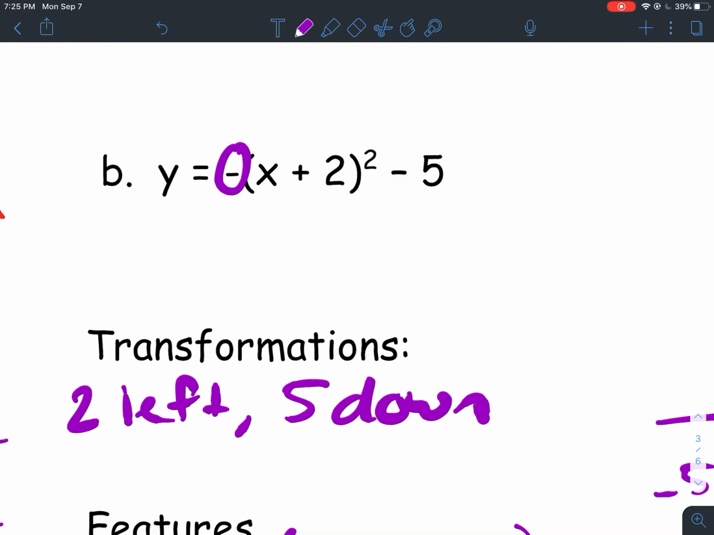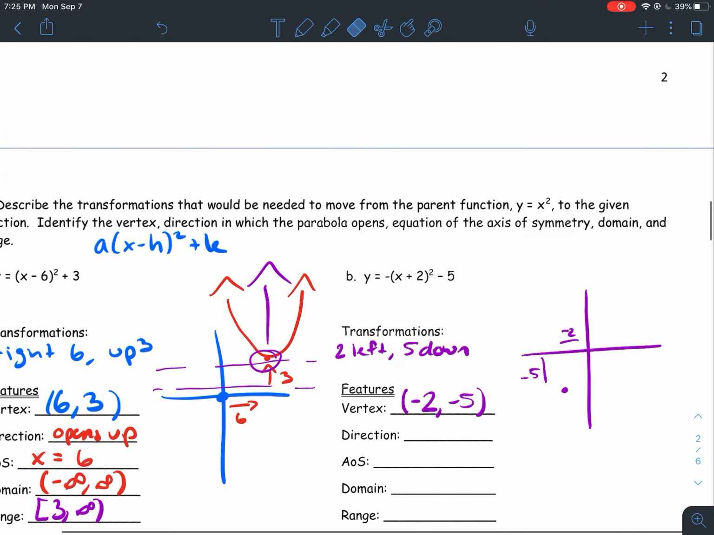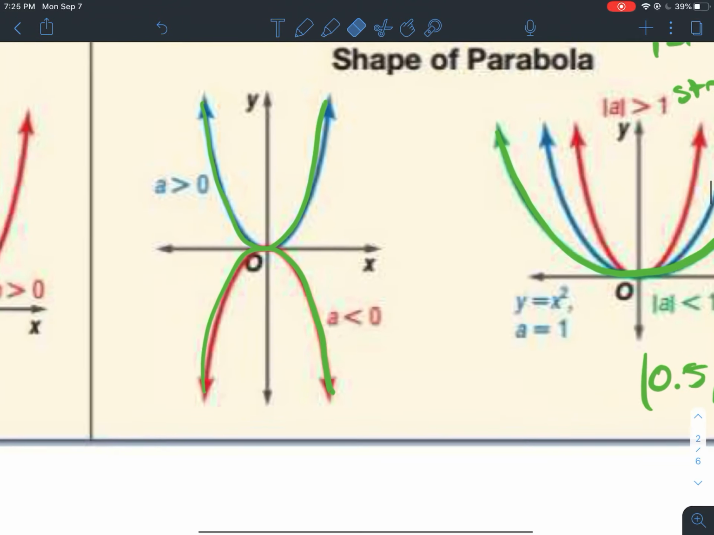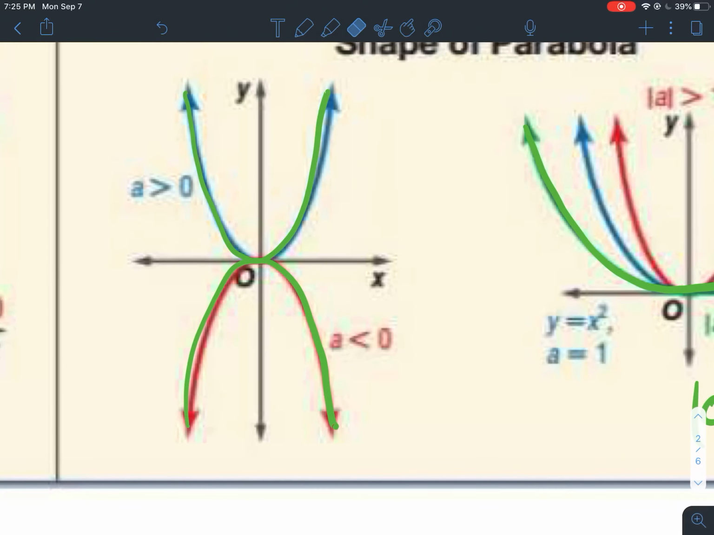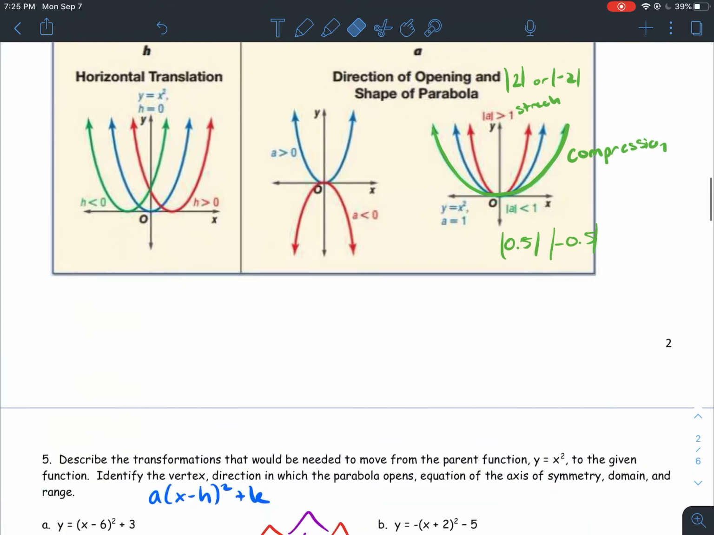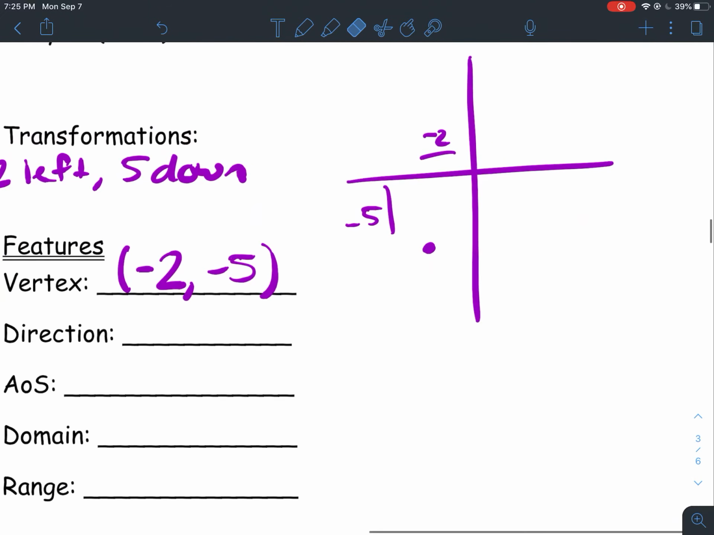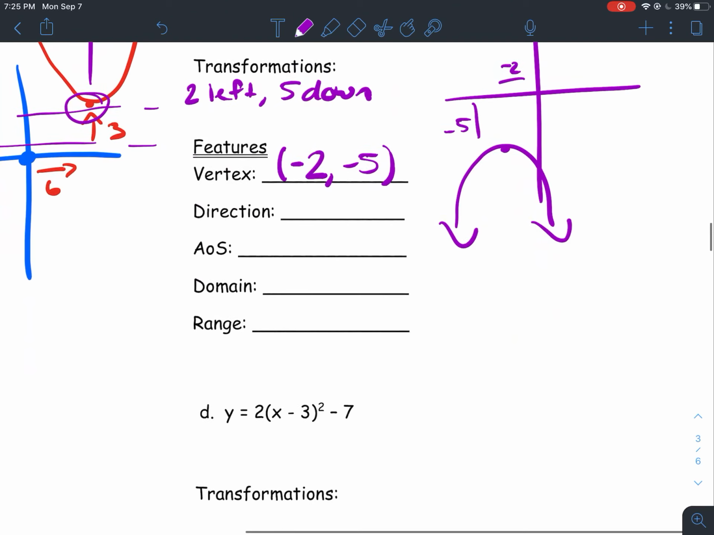But now look, the a has changed. Instead of it just being a 1, it's a negative 1. So if we look back here, we know that when we have a negative value of a, we reflect over the x-axis. It flips down. So now it's going to be down like a frown. So if we were to graph this, it would look something like this. So our direction is going to be that it opens down.